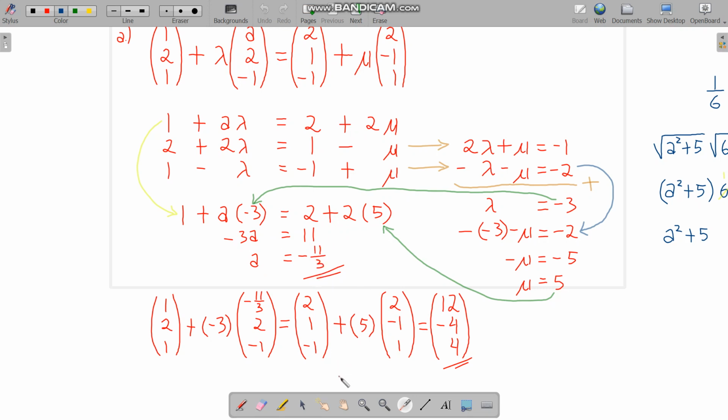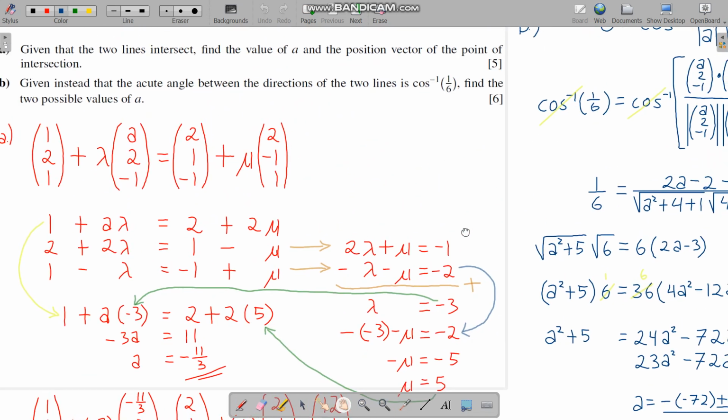So we have found the value of a, and to find the position vector we can find the point using the first equation, 1 2 1. We know lambda is minus 3, so you replace lambda with minus 3, or you can use the second equation, replace mu with 5, and you will get exactly the same. Using any of the line equations here, you will get exactly the same point, 12 minus 4 4.